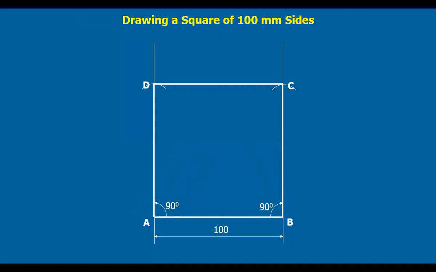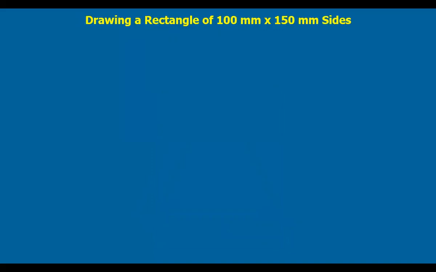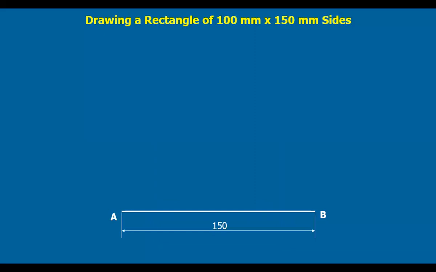Required square. Now I want to draw a rectangle of 100 mm by 150 mm sides. The same procedure which you have used for the square can be extended. Here, AB is taken as 150 mm. Generally, the longer side is taken horizontally, and we have marked AB here.